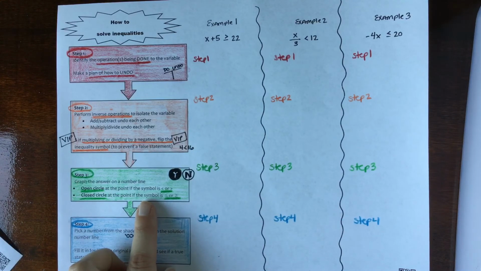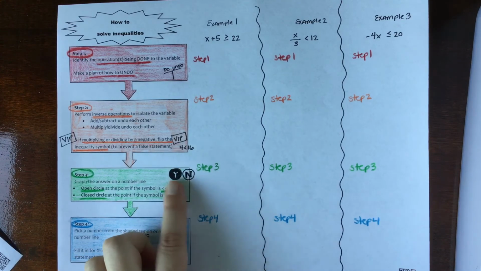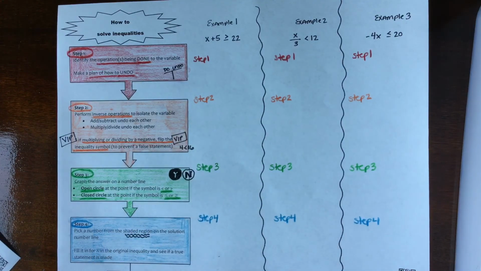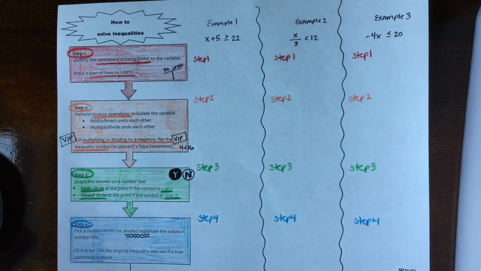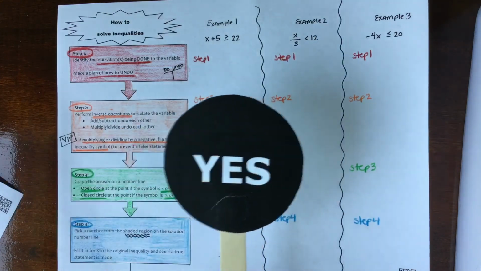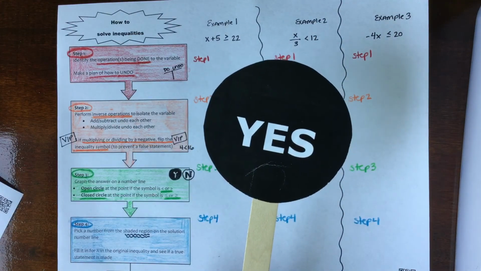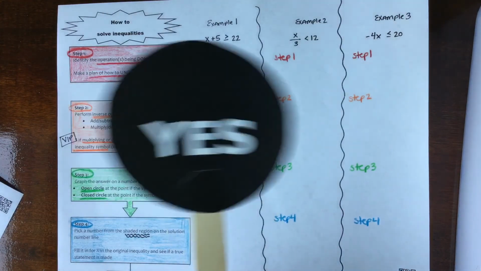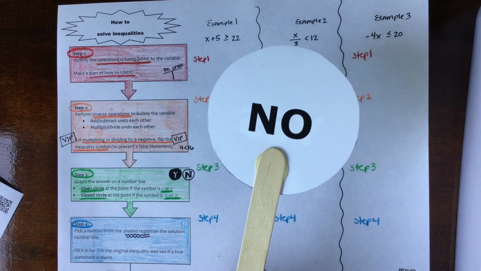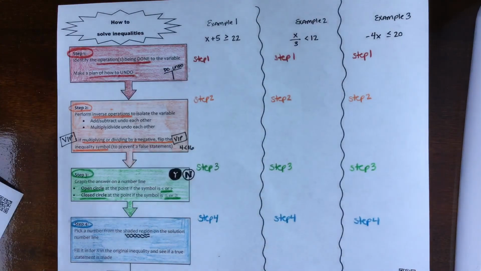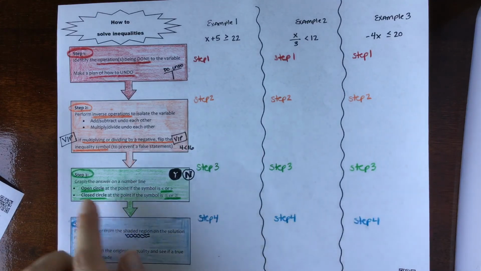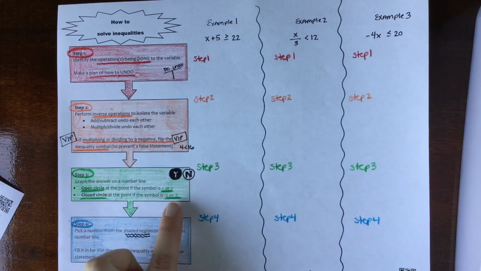Step 3 will be to graph our answer on a number line. And I drew the little yes and no to symbolize from the human number line activity that a value is shaded in. If yes, it can be included, or no, it is left open, unshaded, if it cannot be included. And those correspond with these symbols.